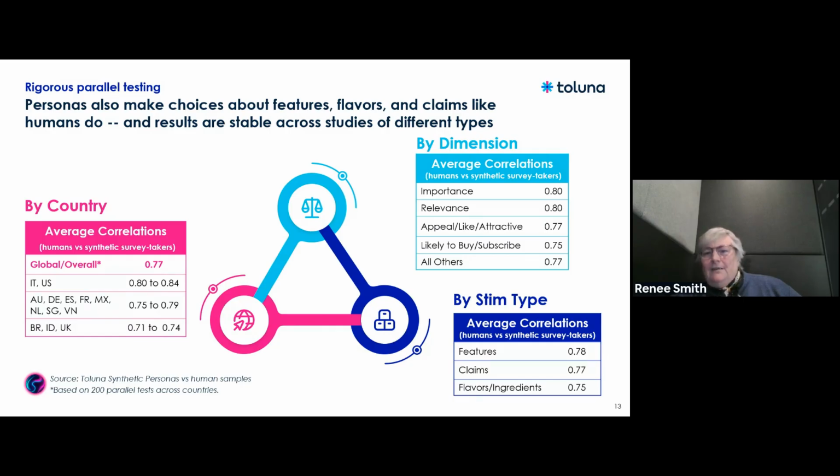I thought you might want to see as well, what about different dimensions that they might do trade-offs on? You can see that these results are pretty stable across different things. Is it most or least important, most or least relevant? Are you most or least likely to buy, subscribe, etc.? Those correlations of those rankings are pretty stable. It's not like we're doing well on one trade-off type but not another. And when you think about the stim or the attributes being traded off, for features, claims, ingredients, those are pretty stable as well. I probably should have had an "all other" here, so shame on me, but these are quite stable as well. So that's a little bit more on the parallel testing and how we dig into this across the different dimensions.